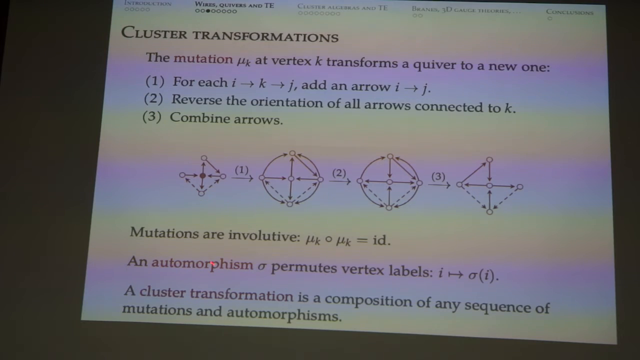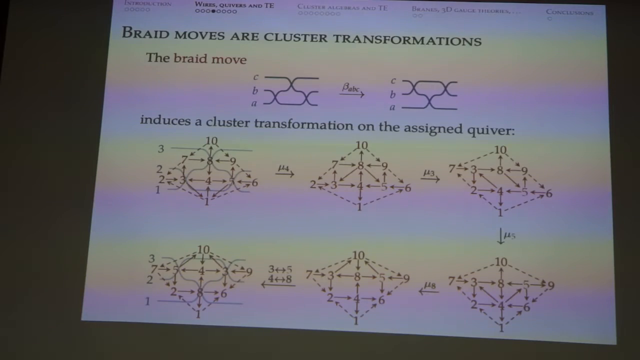And there's another operation called an automorphism, which is just a relabeling of vertices. It's kind of trivial. Okay? So when I say a cluster transformation, it's a composition of any sequence of mutations and automorphisms. Okay. All right, so is this okay? Okay, so how am I going to use cluster transformations to construct tetrahedron equation solutions?